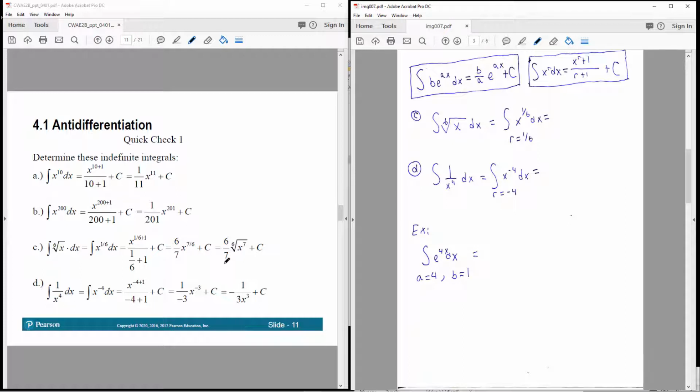And now I did C and D. Now for C and D, I went ahead and rewrote them. I have the 6th root of x, and rewrote that as an exponent. r is equal to 1/6. So I rewrite it: x to the 1/6 plus 1. On the bottom, I'm going to have 1/6 plus 1.